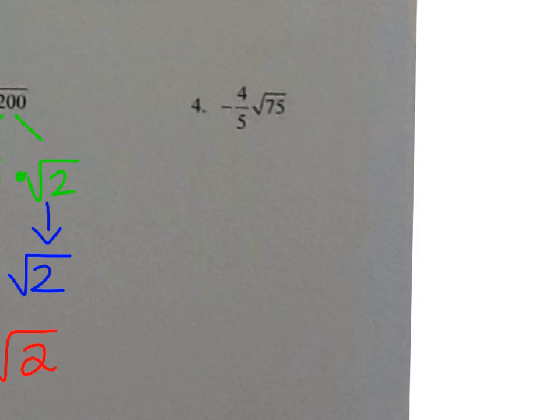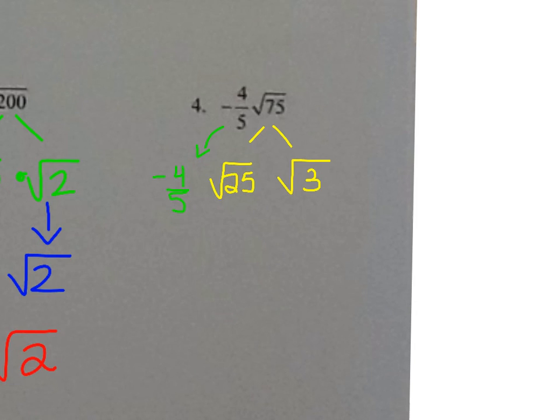Okay, I have a coefficient. Yes, that is a fraction. It's negative 4/5. And now we're going to simplify square root of 75. So what's the largest perfect square that goes into 75? That is 25. So 25 times 3 is 75. 25 is the perfect square. Notice there's no perfect square that goes into 3. So I know 25 is the largest perfect square.